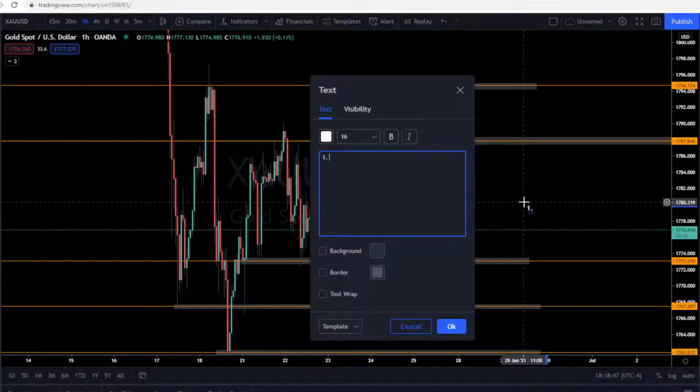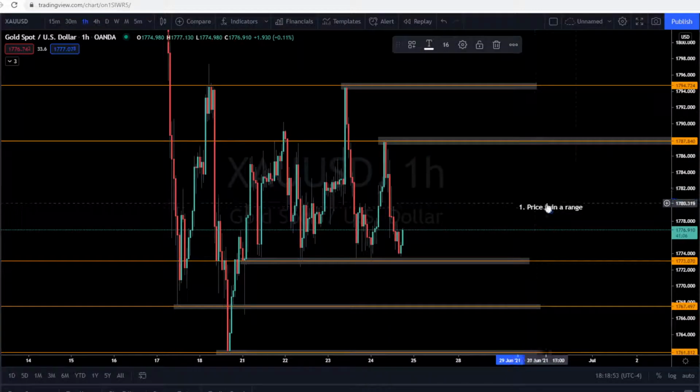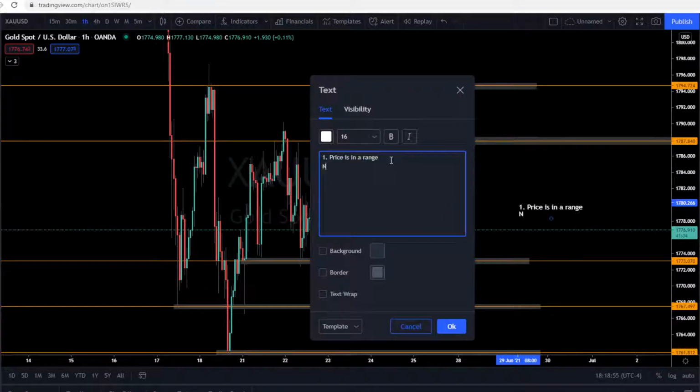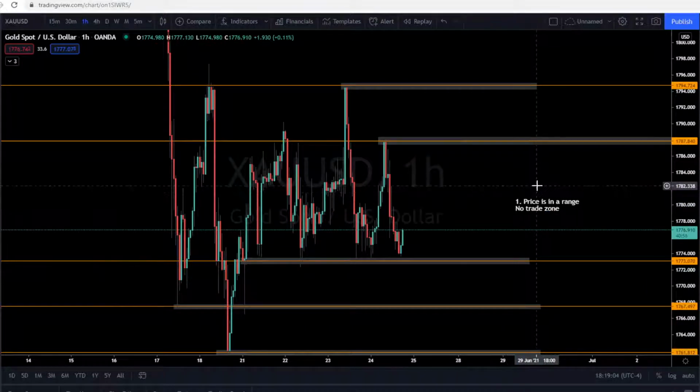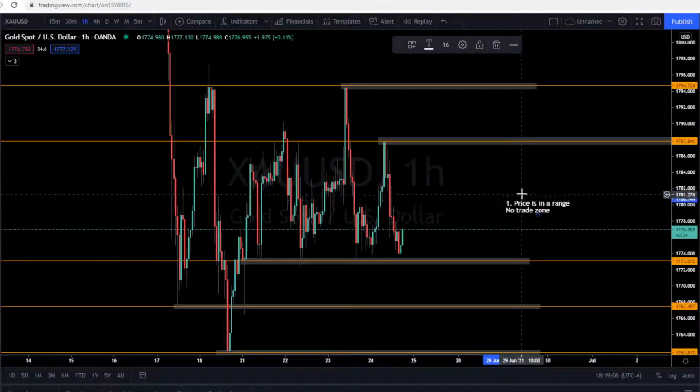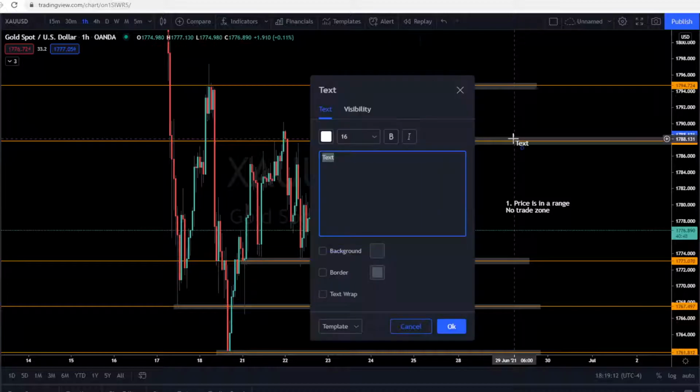So let's start labeling the chart. Price is in a range. This is our no trade zone. Let me mark this. Usually I don't write that it's a no trade zone, but because the range is so big, I just want to clarify that this is a no trade zone because of how choppy it is.